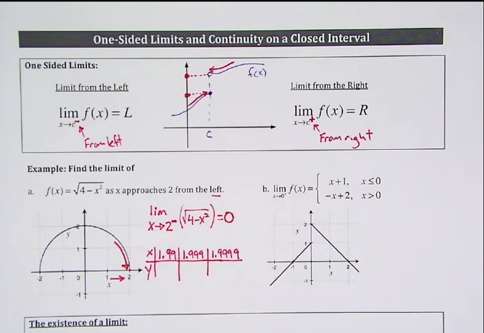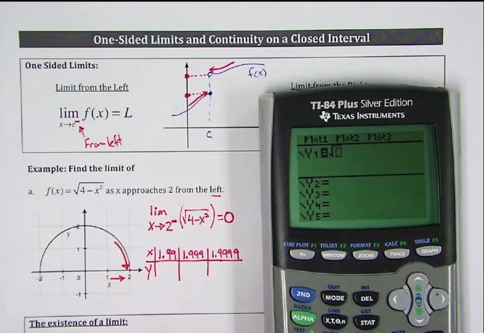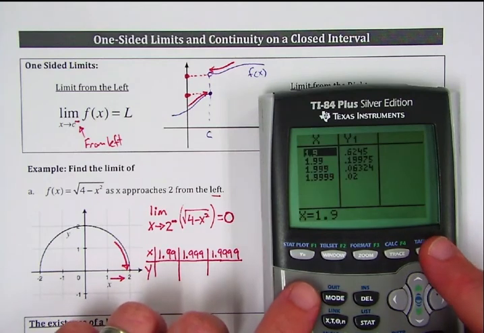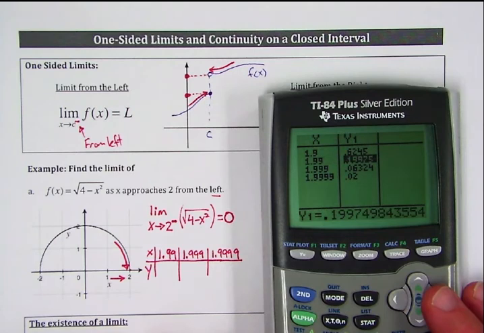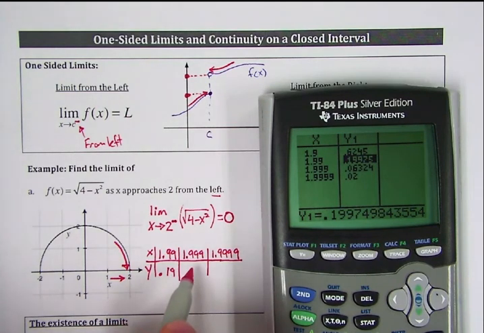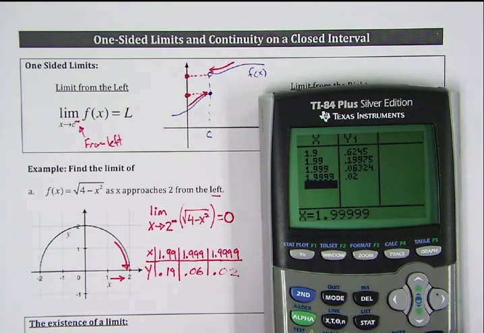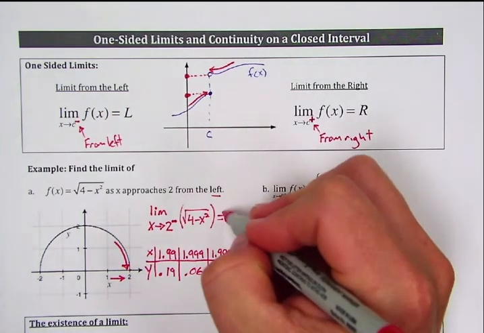So we can put this into our graphing calculator. So we have the square root of 4 minus x squared. And we'll go to our table. We can see 1.99 gives me, we'll round it, 0.19, 0.06, 0.02. If that's still not good enough for you, you can just keep adding 9s. We added 5 of them, now we see 0.006. Get out a whole bunch. And you can see that we're getting very close to 0. So we're going to say that the limit from the left side is 0.